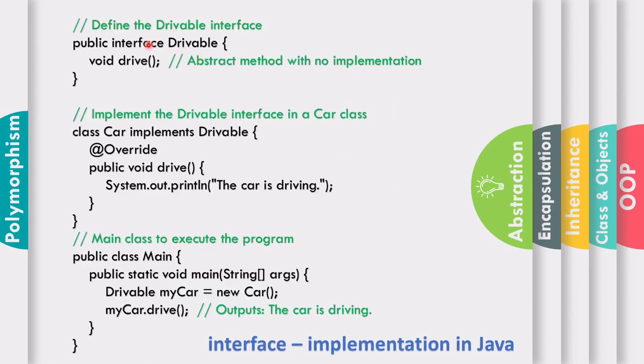Drivable is an interface. It has an abstract method called drive. The drive method is implemented in the subclass called car. In the main class, it describes how to achieve the abstraction.